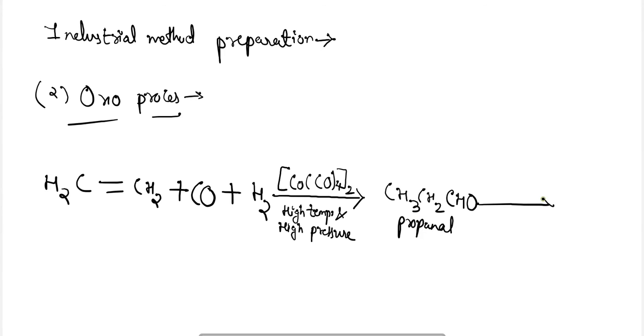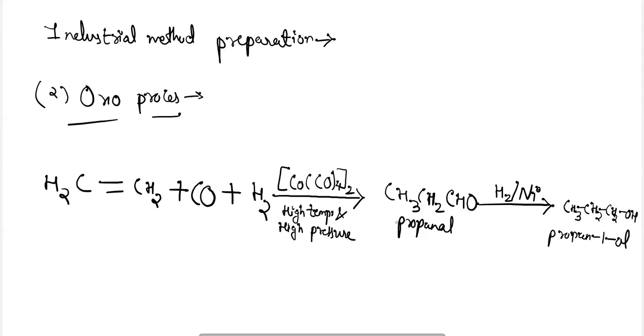Now, on further reduction of this propanal in the presence of a catalyst, catalytic hydrogenation will be done here to produce alcohol, that is CH3CH2CH2OH, propan-1-ol. Okay, so this is the OXO method.